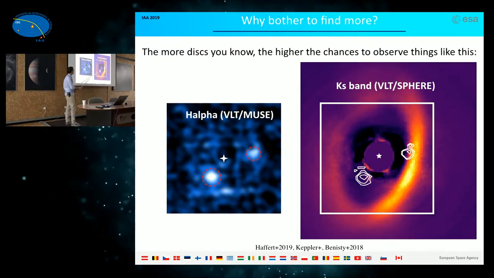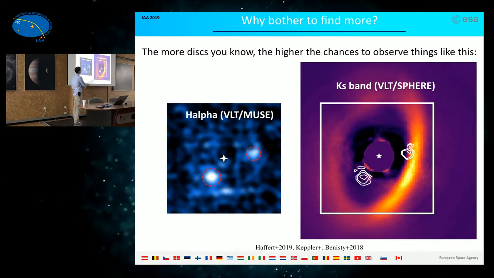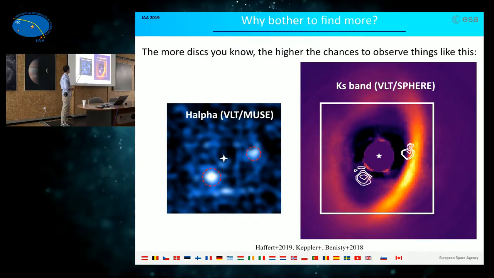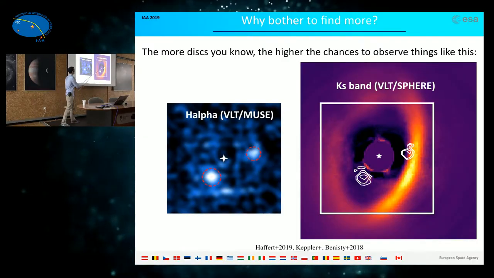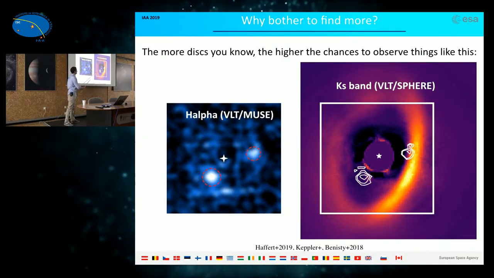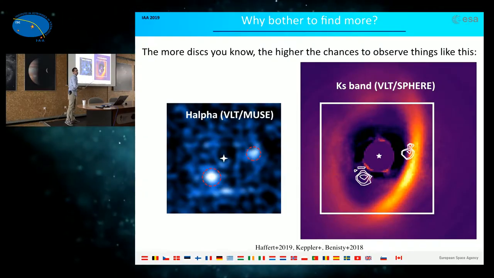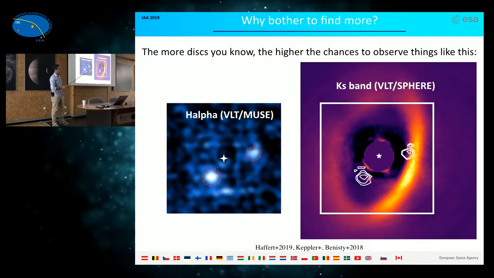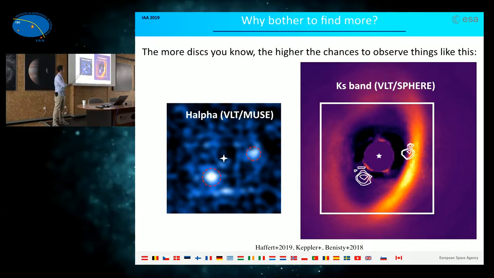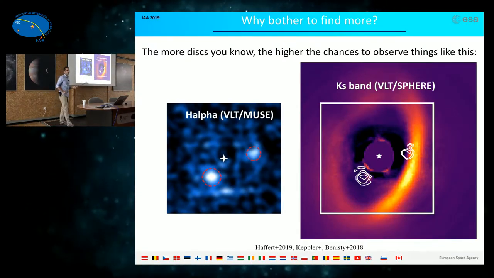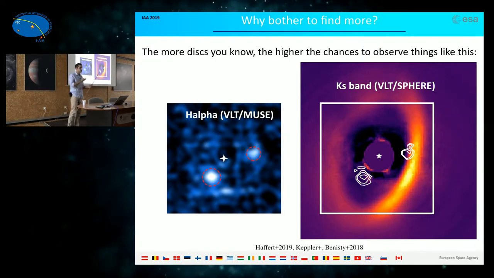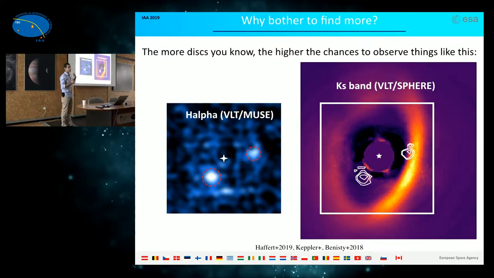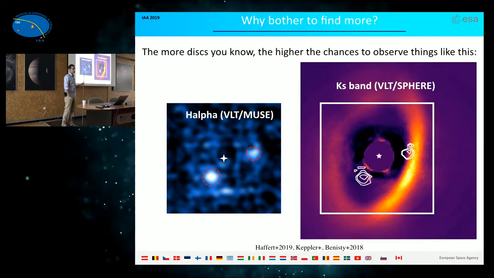In this case, it's called PDS-70. Here you can see the disk, and this is very recent. In H-alpha, you can see two young accreting planets that are located inside of the disk. This is the only image that we have right now where we can study the connection between forming planets and its surrounding protoplanetary disk. Again, to me, this is amazing, but so far there is only one image. So perhaps a way to learn more is to find more protoplanetary disks with forming planets.